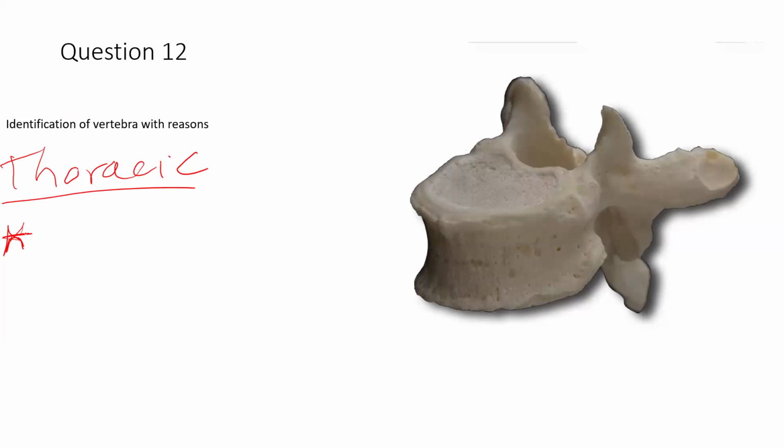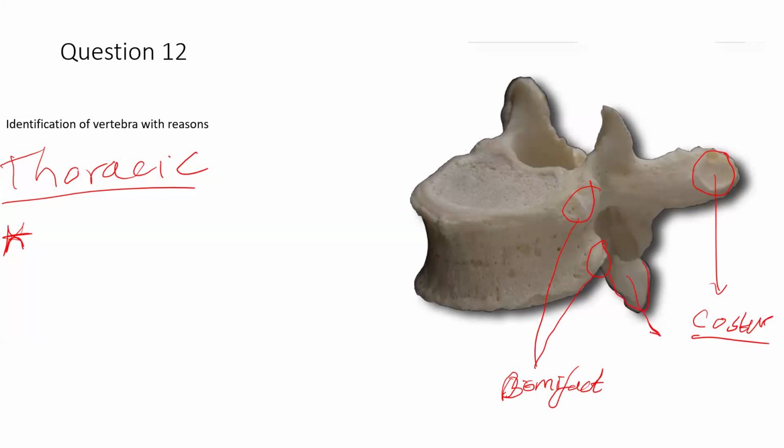Heart-shaped body? If you tell me that, we disagree. My heart is not shaped like that, I can tell you that for a fact. One, presence of costal facets. Yes, you can see a costal facet here on the transverse process. That is wonderful. You can also see demifacets on the body. So those are 2: demifacets on the vertebral body and a costal facet on the transverse process. Those are 2 reasons. Spinous process facing inferiorly. Wonderful. You can see this is a spinous process. It is directed downwards or inferiorly.